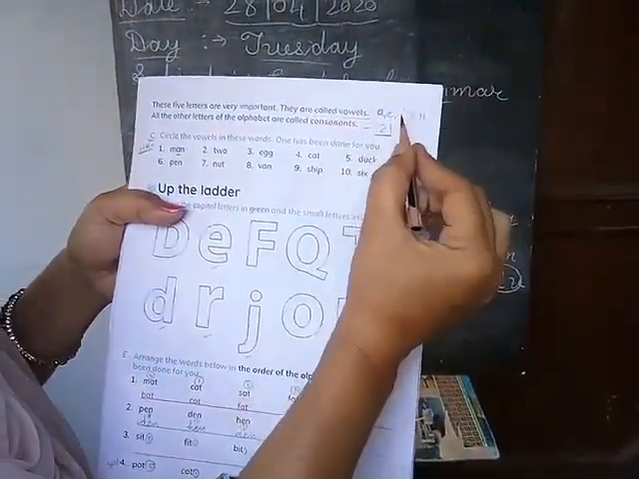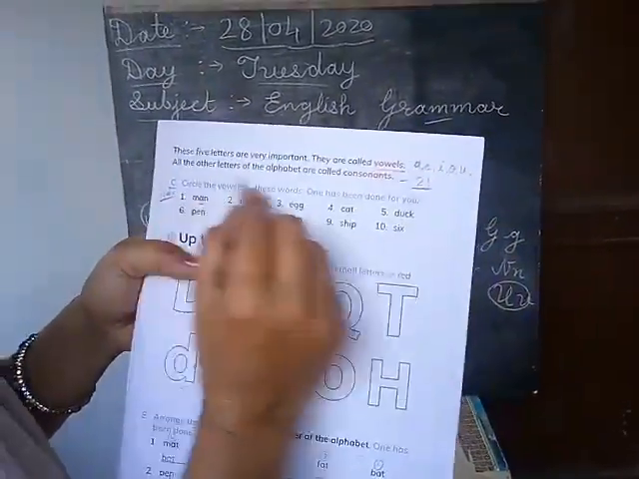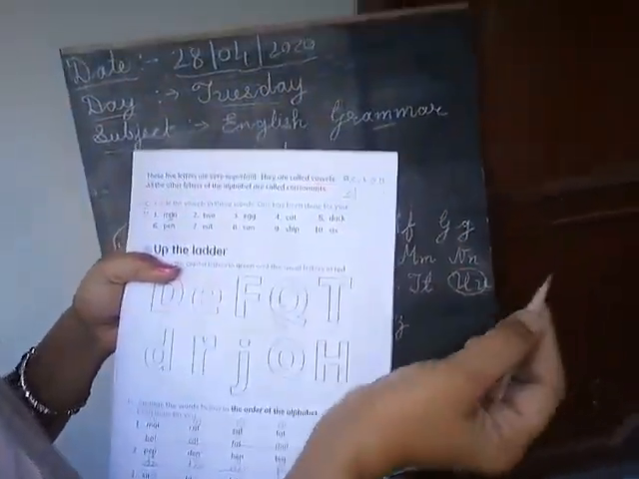Vowels we know now: A, E, I, O, U. Five vowels are there. And consonants we know. Twenty-one consonants are there.